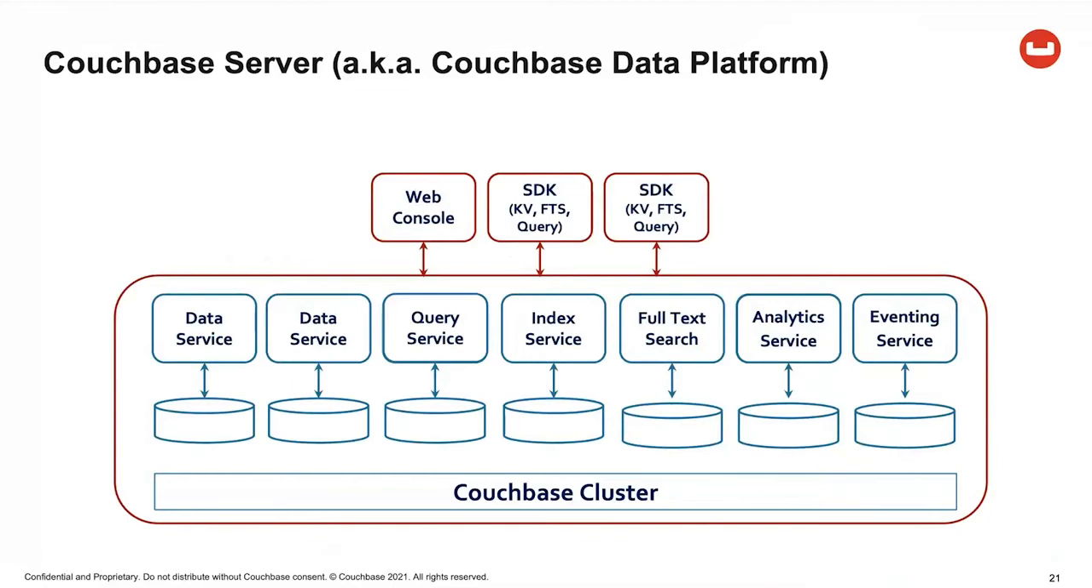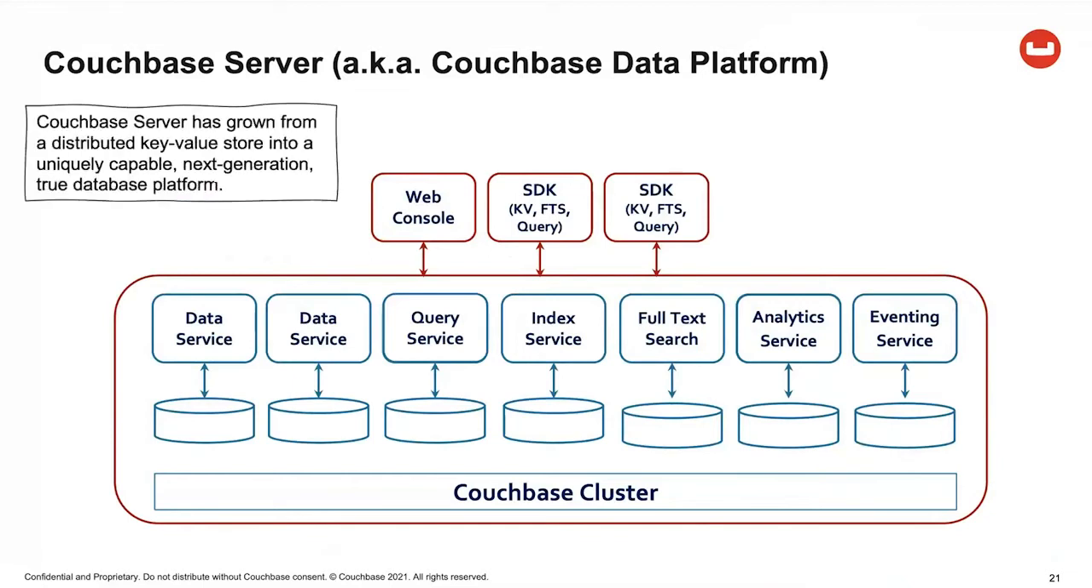Couchbase Server started out, sort of like the company, doing distributed caching, and then it's distributed caching with persistence, and then it's a little bit of query. It has grown from being a distributed key value store into being what I'm going to argue is a uniquely capable, highly functional, next generation, true database platform, like the database platform today. And I'll try to explain to you why I think that's the case and why I think it's unique.